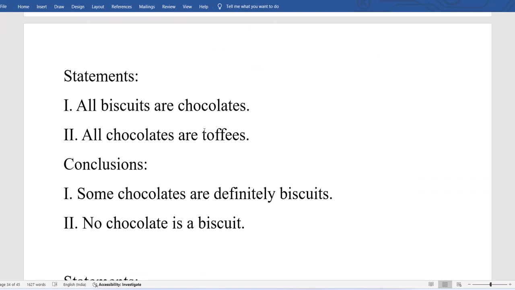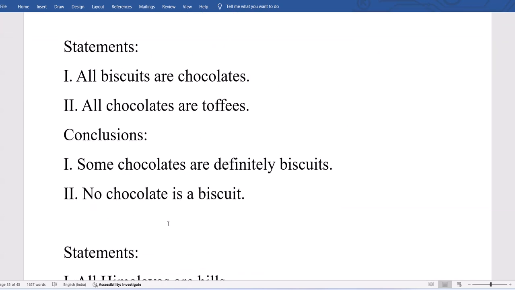Now see the next question. Again, syllogism related. All biscuits are chocolates, all chocolates are toffees. Options I hadn't given, you let me know. Is it? I'll give the options. Only one follows, only two follows, either one or two, both, neither one nor two. I repeat the options: either one or two, both, only one follows, only two follows, neither one nor two. What's the answer?